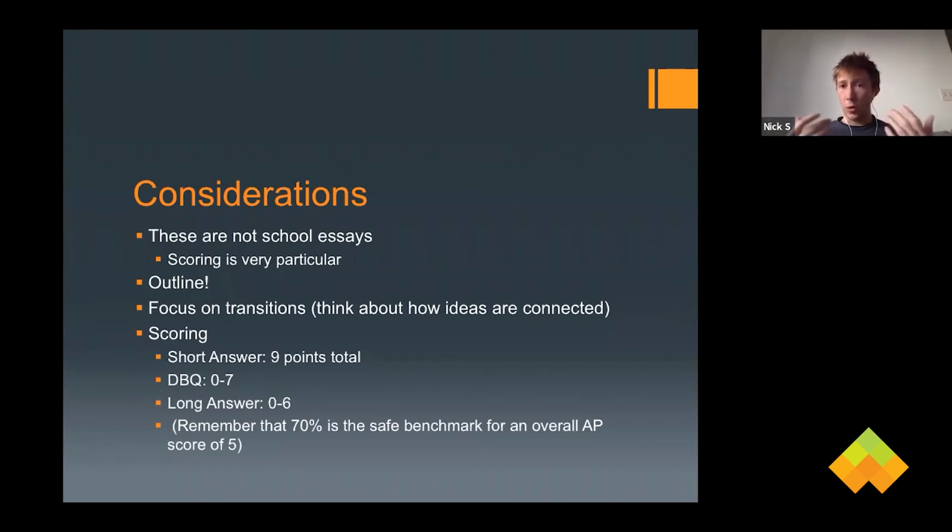So, short answer quickly: 9 points total, three-part questions. You've got the 7 points in the DBQ. You've got 6 points in the long answer. The substitute would be the 2 short answers with 3 points each. So the weighting would be the exact same.